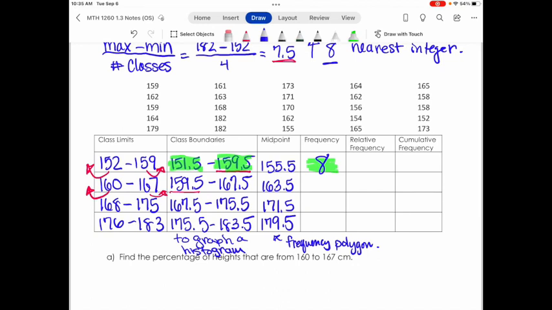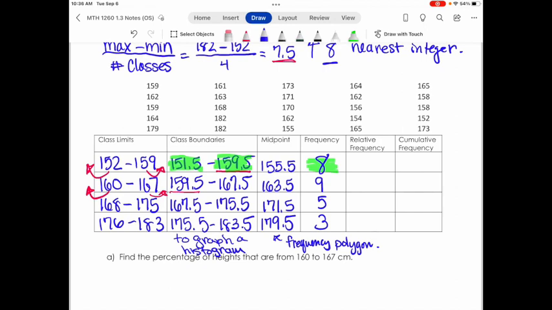Then for the frequency of the second class, you're going to go through and count how many values lie between 159.5 and 167.5. Go through and count all those data values, and you're going to find that you have 9 data values. And you're going to continue down and check how many of these values lie in each of these categories. So for the third category, you're going to have a frequency of 5. And for the last category, you're going to have a frequency of 3.